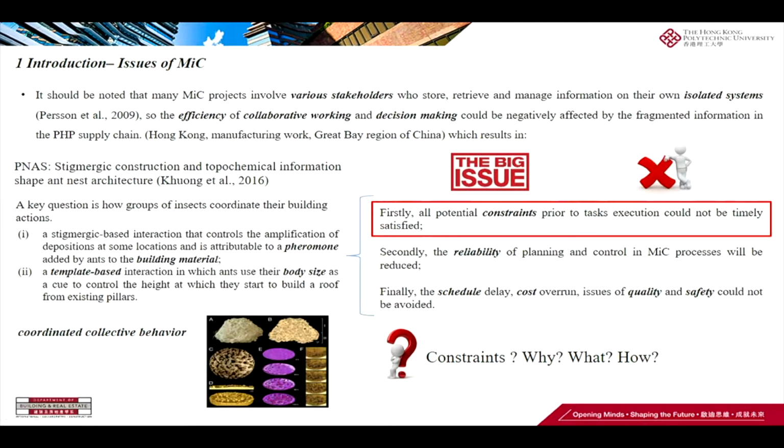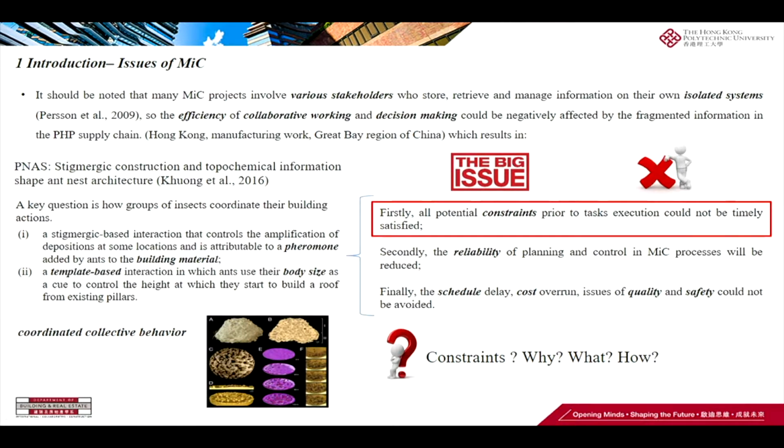Although we know that MIC is a good method, it has some problems in the integration process. First, it has various stakeholders like the designer, the factory, the transporter, and the assembly subcontractor. So we need to store, retrieve, and manage more information on their own isolated systems because they are individual stakeholders. They have their own systems which are operated in isolation. And the efficiency of the collaborative working and decision-making could be negatively affected by the fragmented information in the supply chain.